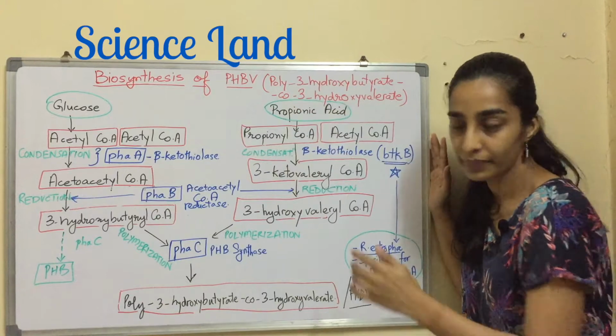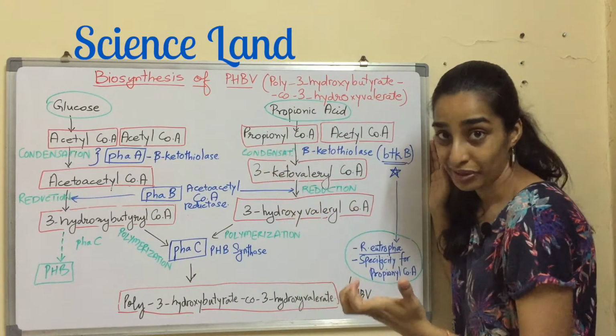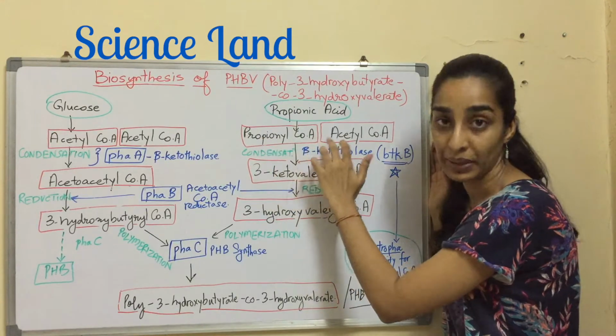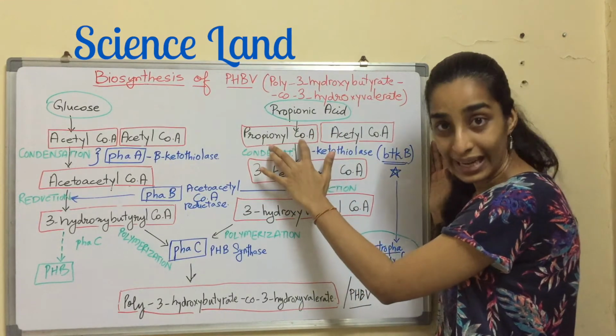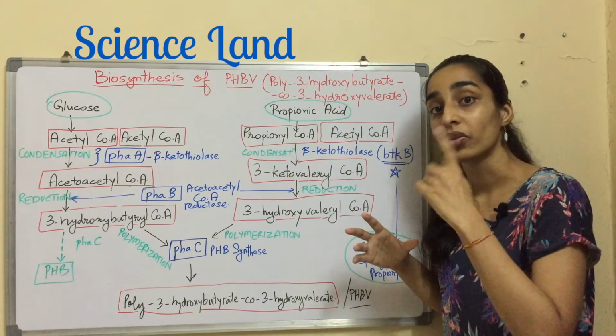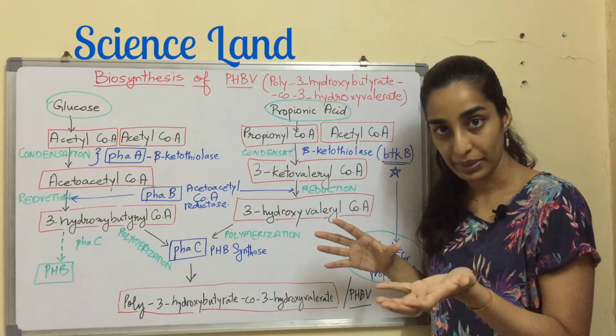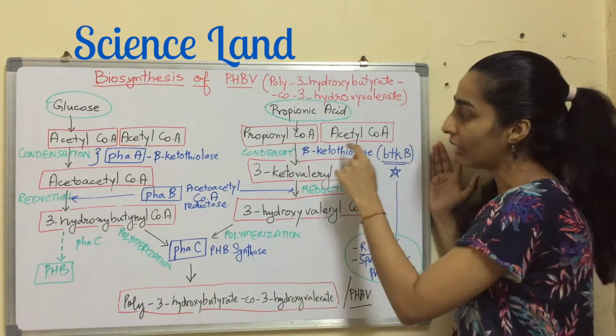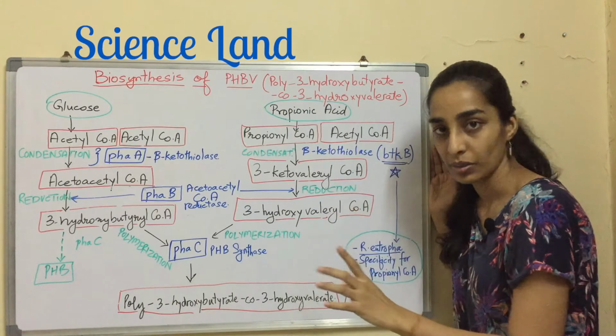On the other hand, my other substrate, which is the most important, is propionyl coenzyme A. The propionyl coenzyme A will not combine or condense with another molecule of propionyl coenzyme A. Instead, it will be one molecule of propionyl coenzyme A and another molecule of acetyl coenzyme A.